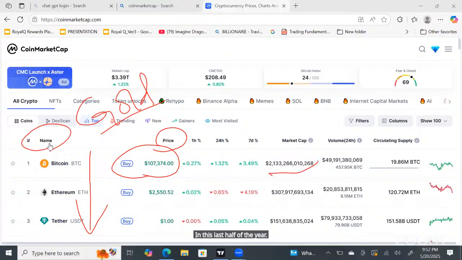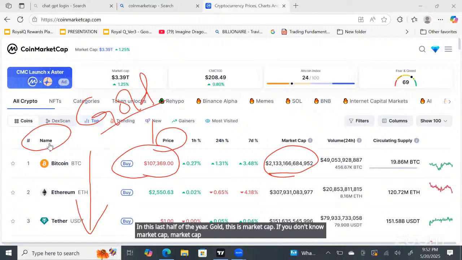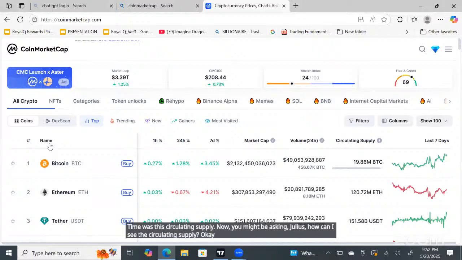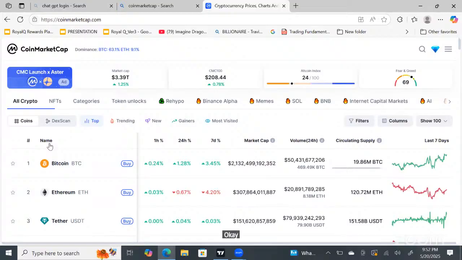Gold, this is market cap. If you don't know, market cap means the current price of the coin times the circulating supply. Now you might be asking, Julius, how can I see the circulating supply? Okay, I'm going to show you. Okay, look here, guys.